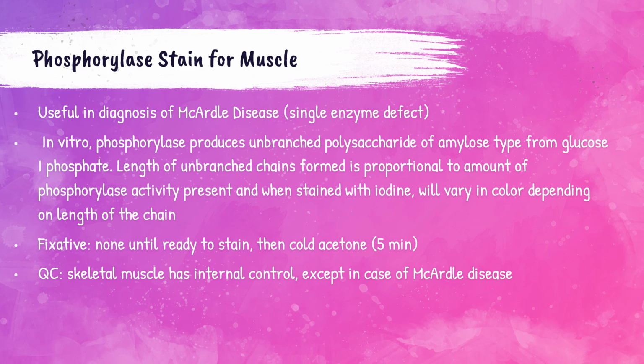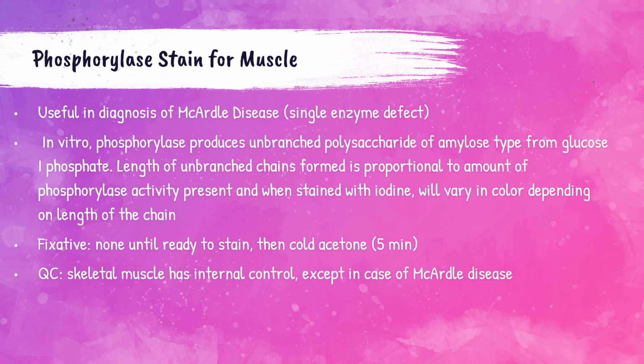If the branching enzyme present in muscle is allowed to act, it will form 1,6 glucosidic linkages, or the branched polysaccharides of glycogen or amylopectin. Alcohol is usually added to the incubation medium to prevent the action of branching enzymes. Glycogen is added to the incubating medium as well as a primer, and insulin is an activator. Once the tissue is ready to stain, then the tissue should be fixed in cold acetone for 5 minutes.